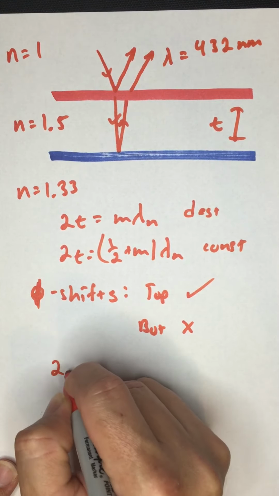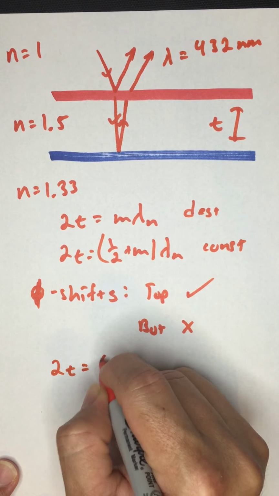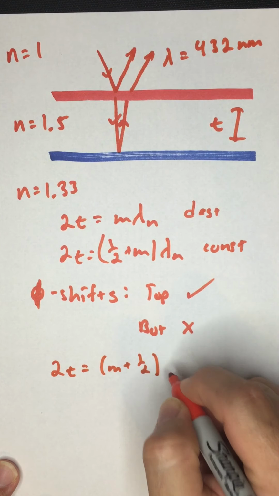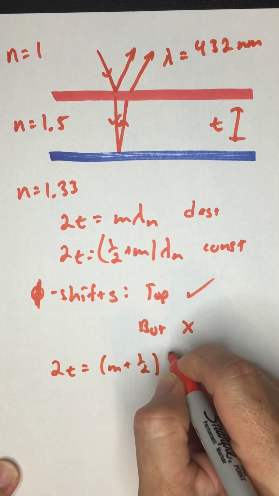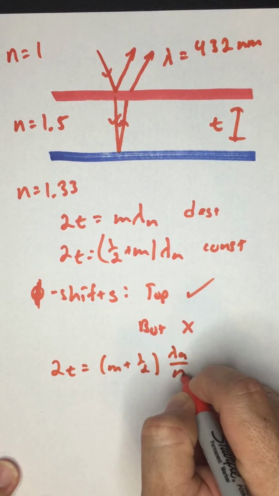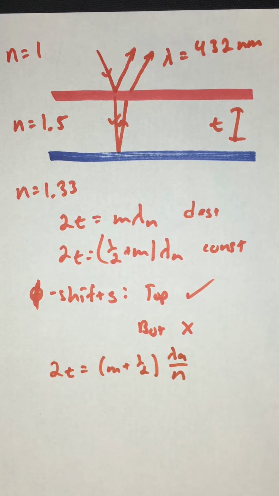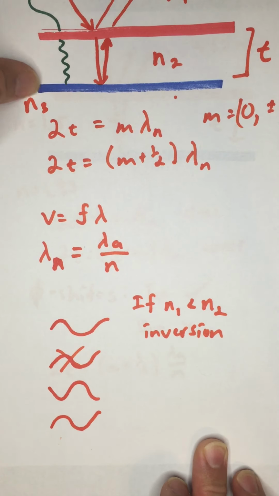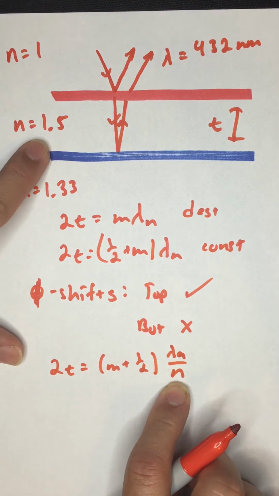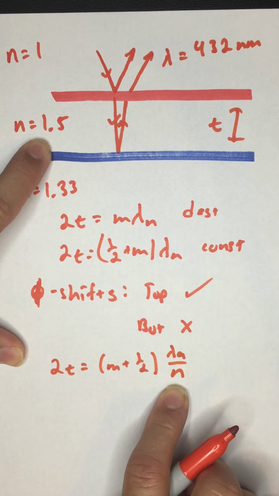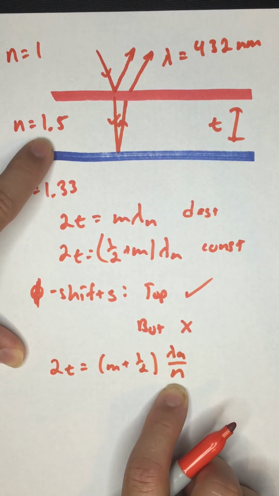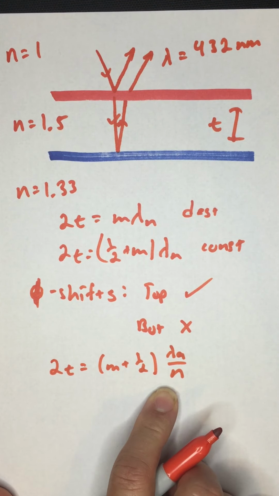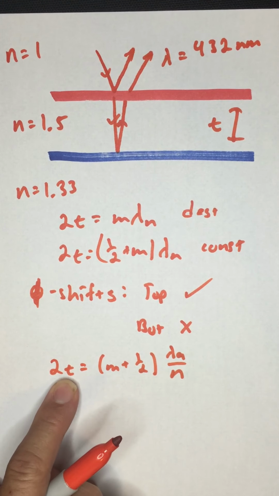I'm going to write that down. 2T is equal to m plus 1/2 lambda n, but I'm going to write that as lambda air over n, right? That's the equation I saw over here to tell me how my wavelength shifts when I go into a medium. So this n is going to be the n of the oil. It's in the medium, right? This is shifting in this medium, so when I plug in numbers, I'm going to plug in 1.5 for this. But the next thing to do, well, it seems like I'm done. I just need to solve for the thickness.